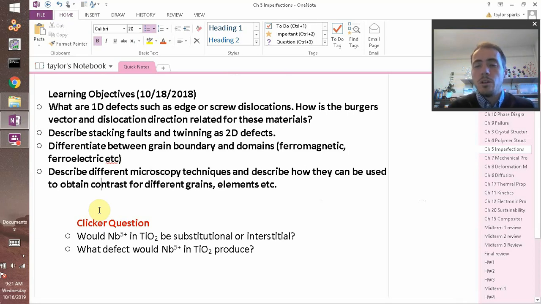When we talk about those, we're going to define some critical vocab like the Burgers vector and the dislocation direction, and how these are related to the two different types of one-dimensional dislocations. We'll talk about two-dimensional defects like stacking faults and twinning. We'll differentiate between grain boundaries and domains. And then at the end of class, we're going to talk about some different microscopy techniques that we can use to try and visualize some of these different types of defects, and how we can use them to maximize contrast for different grains, elements, and everything else.